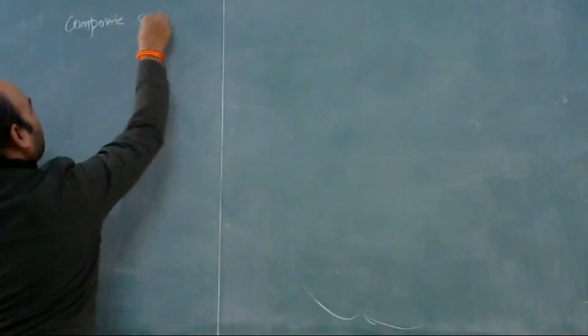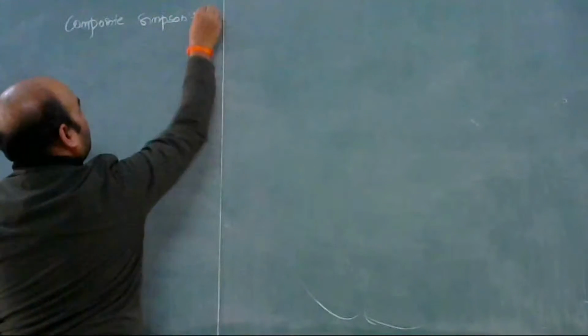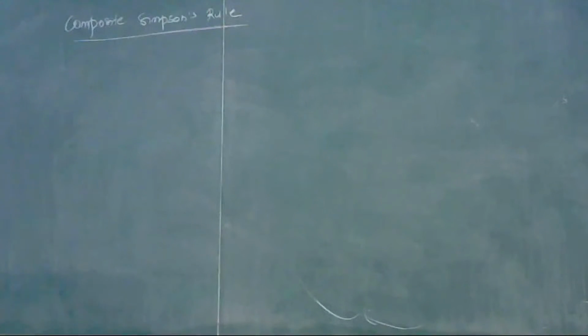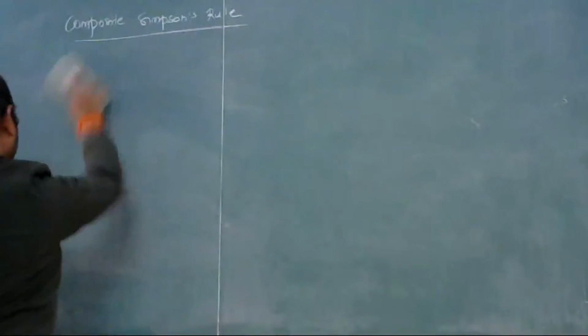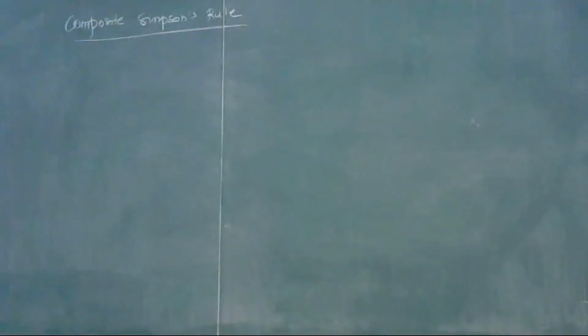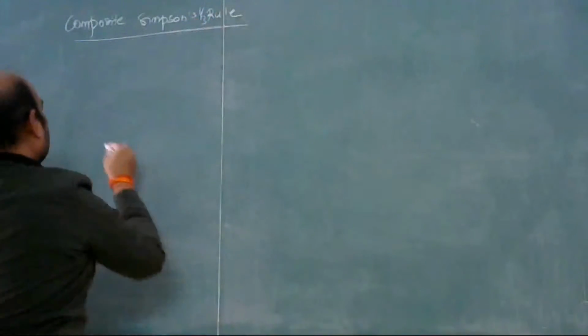Okay. So the next topic is composite Simpson's. So why are we studying this composite rule? Because to improve the accuracy of this Simpson rule. So the accuracy of this method, Simpson rule, can be improved by using this composite Simpson's rule, the Simpson's 1/3 rule.